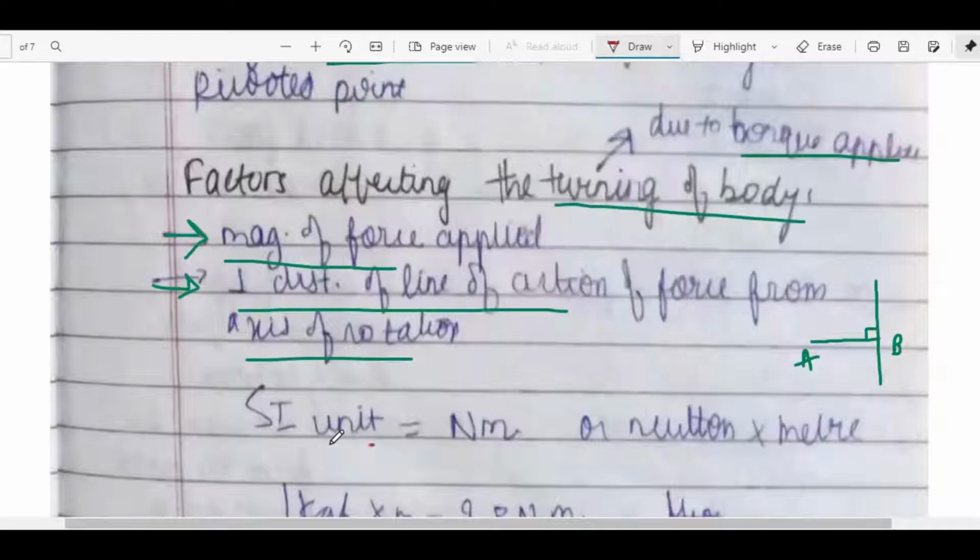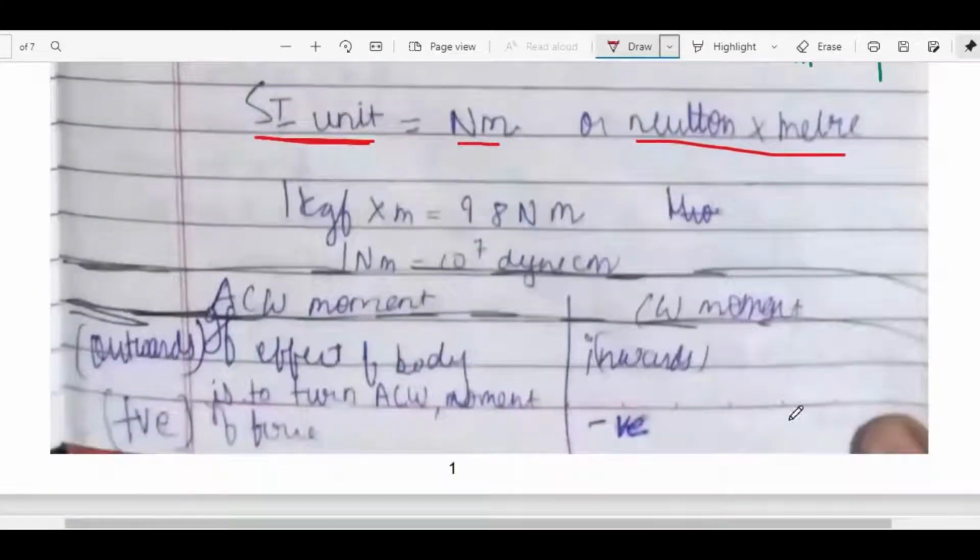The SI unit of moment of force is Newton meter, or you can write also in the expanded form. 1 kilogram force into meter is equal to 9.8 Newton meter. 1 Newton meter is 10 raised to 7 dyne centimeter.